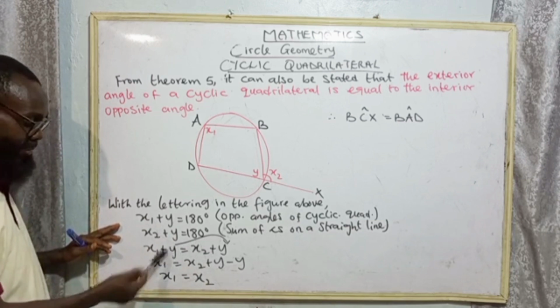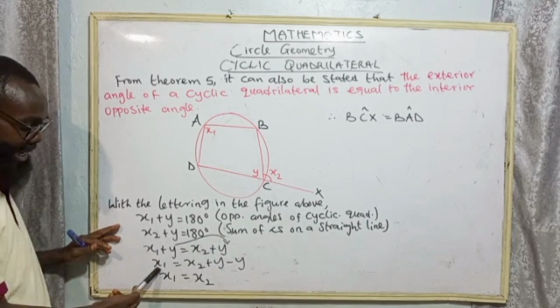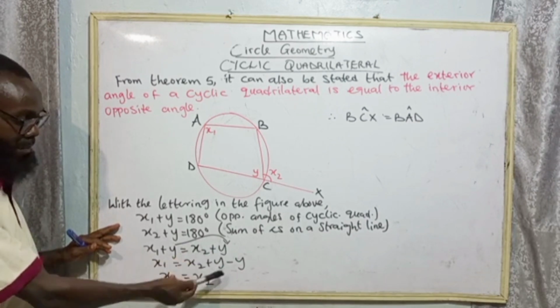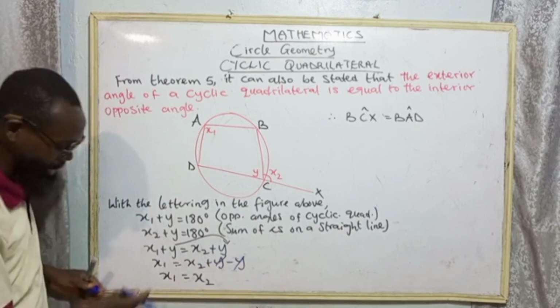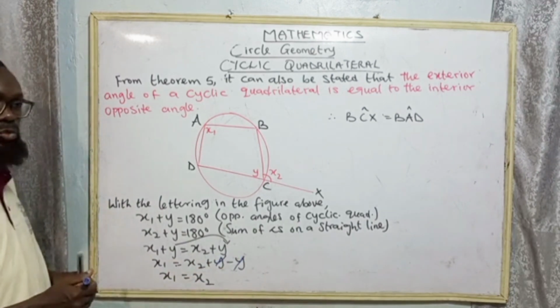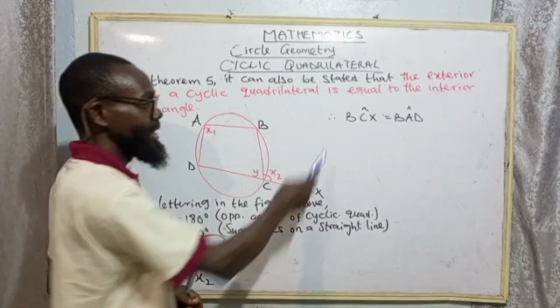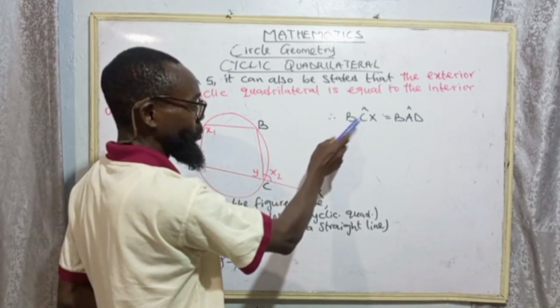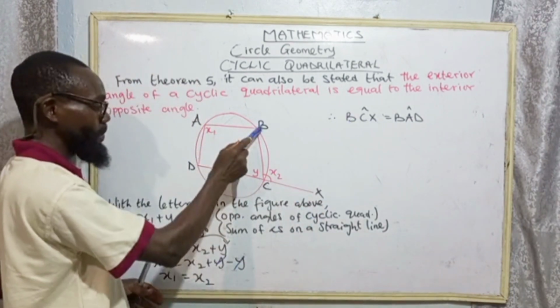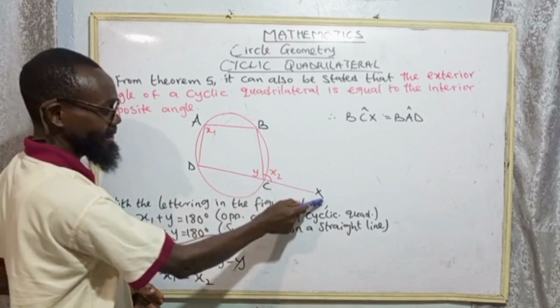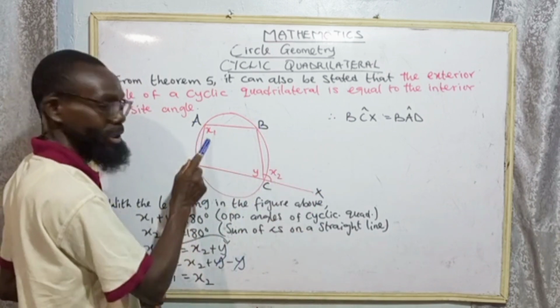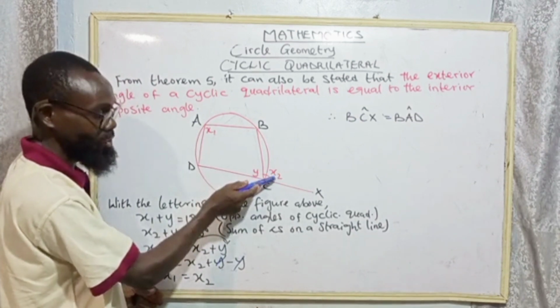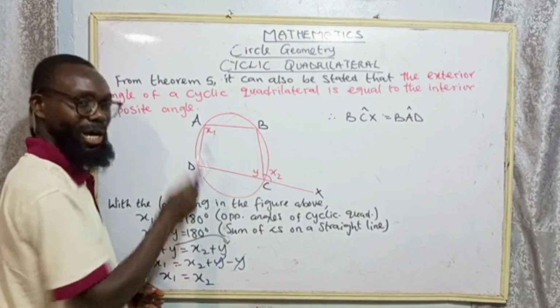Let me collect like terms. Taking this y to the other side, S1 equals S2 plus y minus y. So y cancels y. Therefore, S1 equals what? S2. From here, you can now say that angle BCX, which is S2, equals angle BAD, which is S1. So this is the opposite angle, but this one is the interior angle.